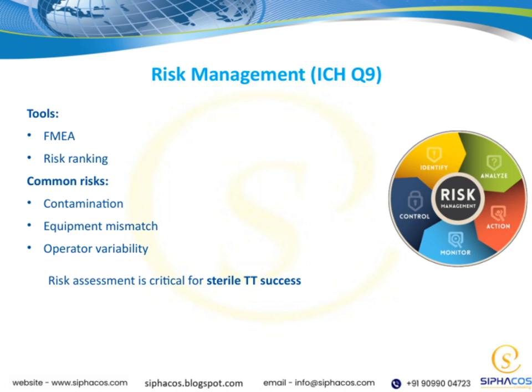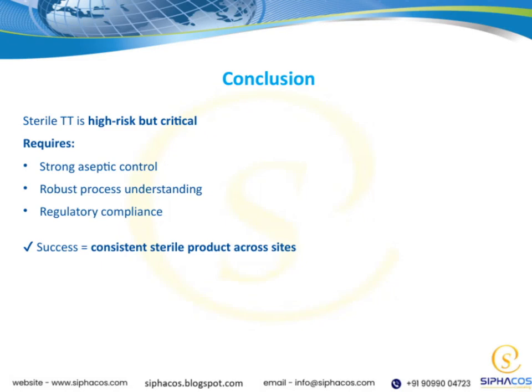So, to wrap things up, terminal sterilization, or TT, is indeed high risk, but it's absolutely critical to our success in producing safe, effective products. Because of the high stakes involved, it demands strict controls and a deep understanding of the process. We need strong aseptic control at every step to prevent contamination, which means rigorous sterilization procedures, cleanroom practices, and environmental monitoring. Alongside that, having a robust process understanding is essential. Knowing each step inside and out helps us identify potential risks and address them proactively.